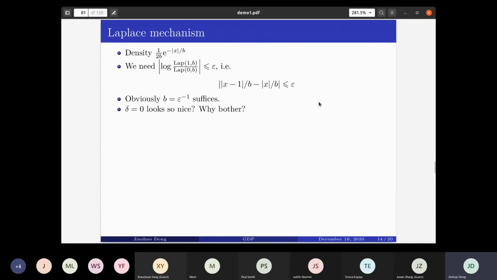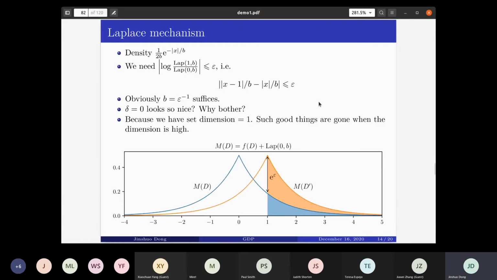So it looks like delta equals 0 looks very nice. Why bother considering delta not equal to 0? So the reason is we have set the dimension to be 1. Okay? And such good things are no longer there when the dimension is high. You can sort of get this flavor in the discussion meeting, but we are also preparing a draft manuscript on precisely this phenomenon. So stay tuned.